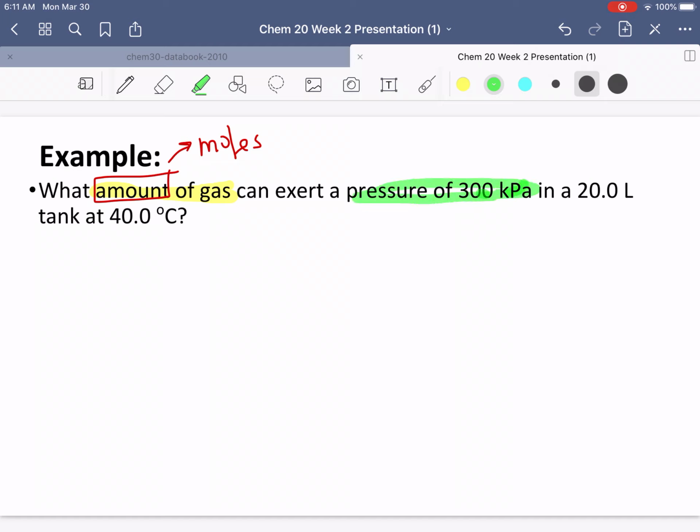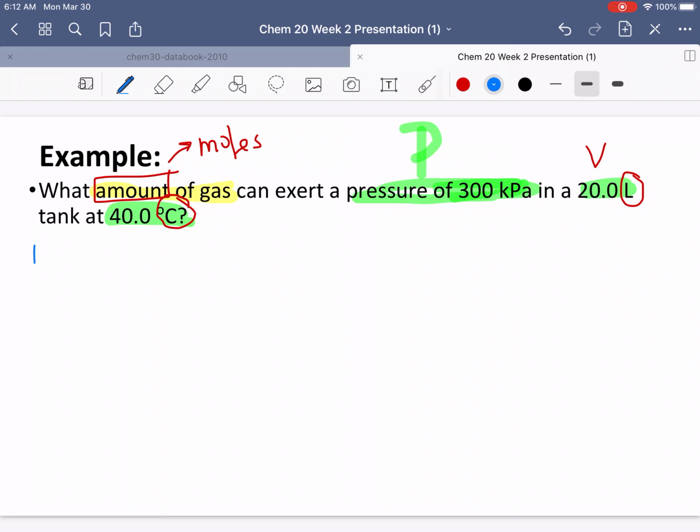Next thing we have is a pressure of 300 kilopascals. That's pretty easy. That's definitely going to be pressure. And 20-liter tank. Remember what I said about paying attention to the units. If you see liters, you've been given a volume, for example. And last thing we have here is 40 degrees Celsius. Take note again of those units. Degrees Celsius isn't good enough. We're going to have to convert this to Kelvin. Don't make these harder than they need to be.